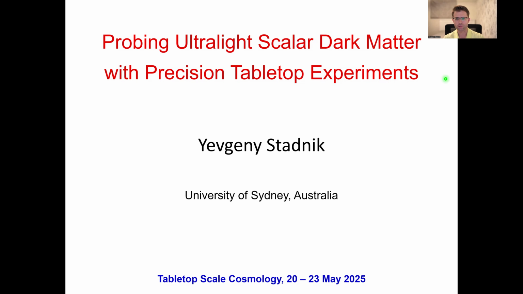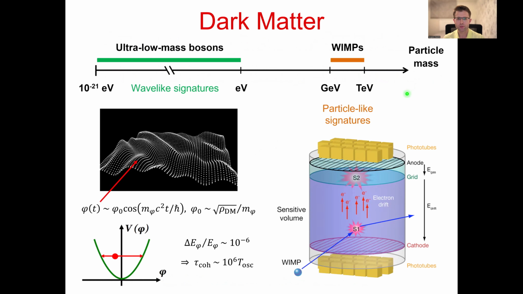I'm currently working at the University of Sydney in Australia, and today I'd like to discuss some of the ways we can use precision tabletop experiments to search for ultralight scalar dark matter. So the motivation for my research is to help identify the nature and microscopic properties of the dark matter.